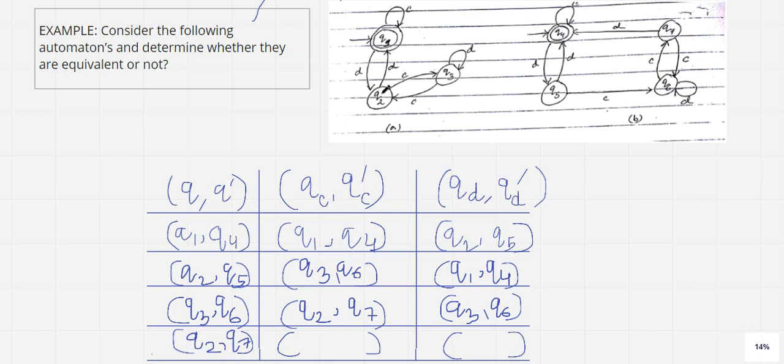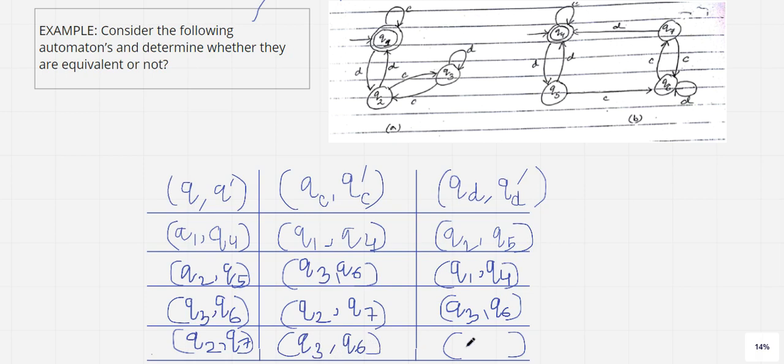Q2, Q7: Q2 on sync C is going to Q3, and Q7 on sync C is going to Q6. That is, the state is Q3, Q6. Okay, clear? So we got Q3, Q6 as the new state. But if I look into this, is this a new state? No, it is not a new state.